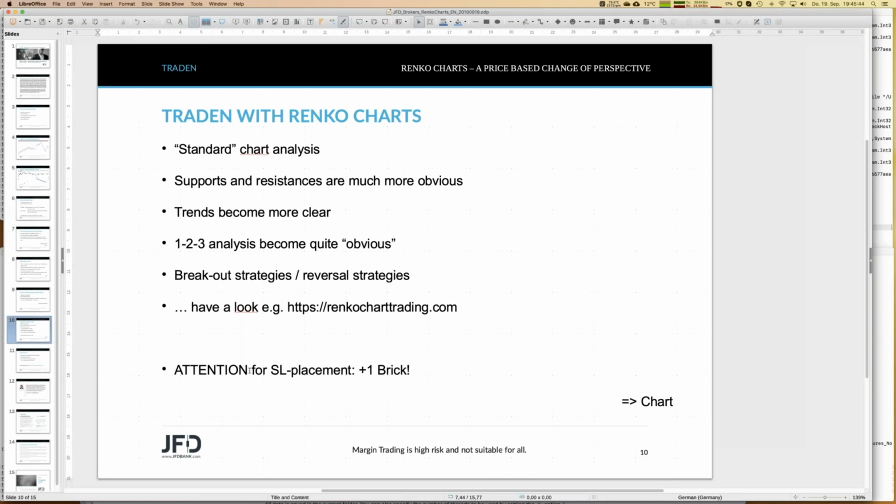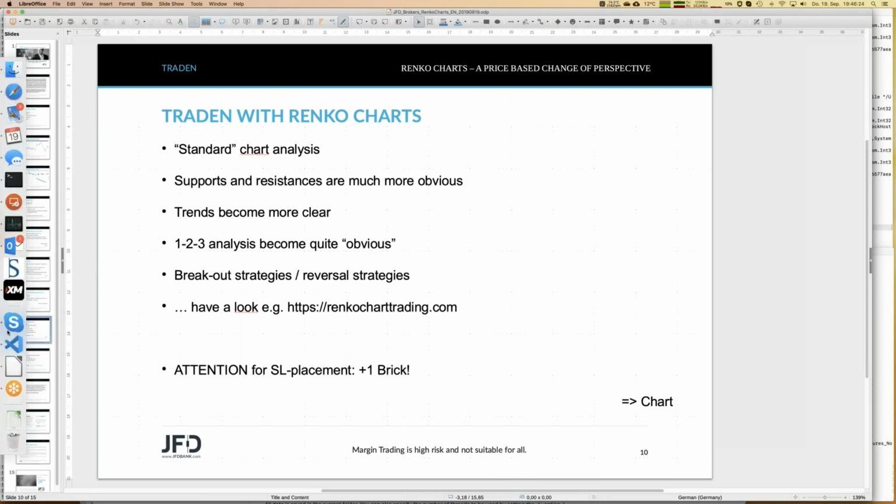One remark here already when it comes to stop loss placement, and I will redo the same I have already done in the chart a minute ago, once again to emphasize that attention here. We want to place a stop loss, then think about, because of the nature of bricks, if you want to place a stop loss, it's always +1 brick. Keep that in mind, because there might have been prices already a little bit below a brick, but not below enough to create a new brick.